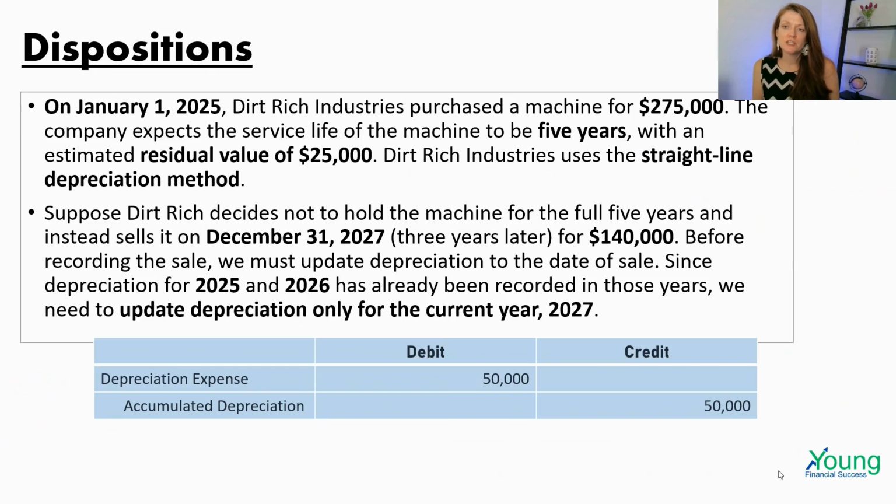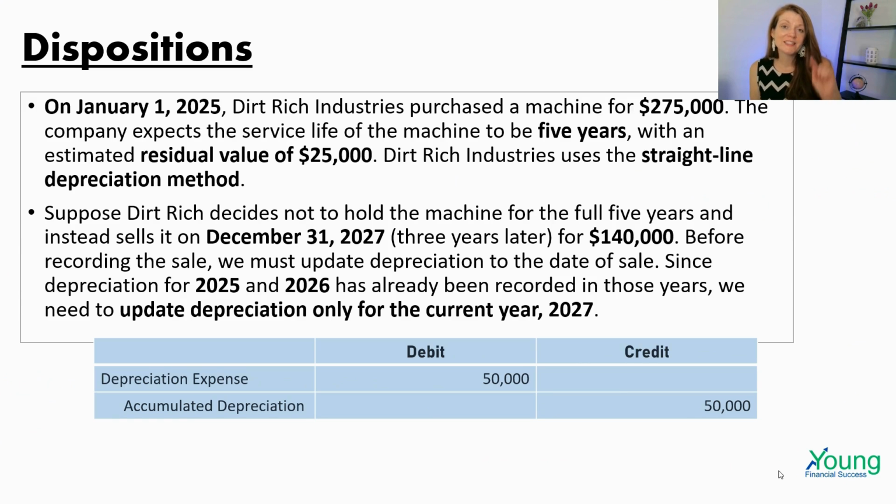Suppose that Dirt Rich Industries decides not to hold the machine for the full 5 years, and instead they sell it December 31st, 2027. So that's 3 full years that they held it. How convenient that they bought it on January 1st and they sold it on December 31st. That makes it nice and easy for us. So they sell it for $140,000.